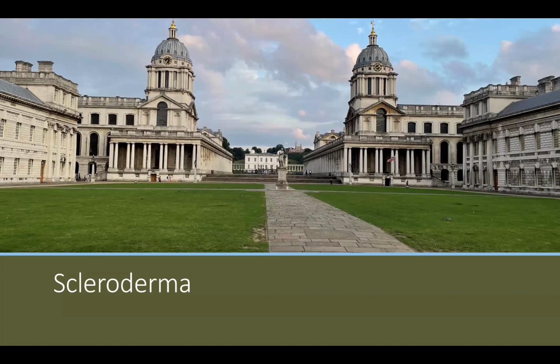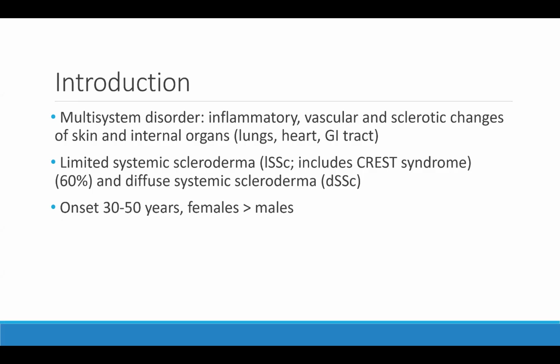Lastly, we take a look at scleroderma. This is a multi-system disorder in which there is inflammatory, vascular, and sclerotic changes of the skin and internal organs, such as the lungs, heart, and the GI tract. Limited systemic scleroderma, or LSSC, including CREST syndrome, accounts for 60%, versus the other type known as diffuse systemic scleroderma, or DSSC. Onset is usually 30 to 50 years old and affects females more than males.